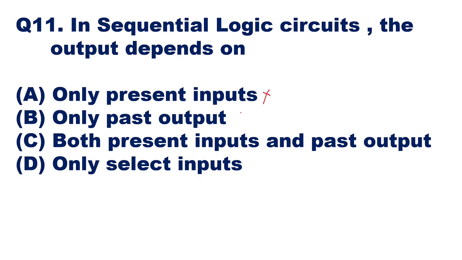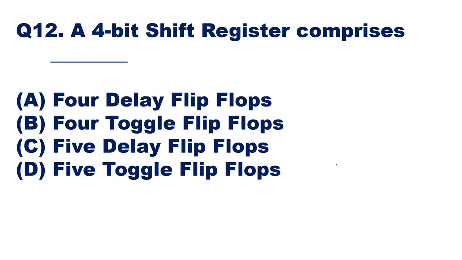No. Only past inputs? No. Both are present inputs and past outputs. So you are getting a feedback and also the present inputs, that will decide the present output. So here, this is the correct answer. So option C will be the right answer, both present inputs and past output. So here you can see both present input and past output are used in sequential logic circuits to give the output. Then we'll go to the next question.